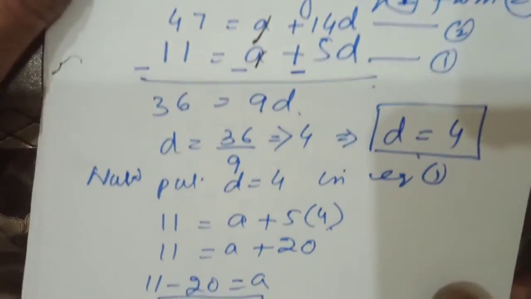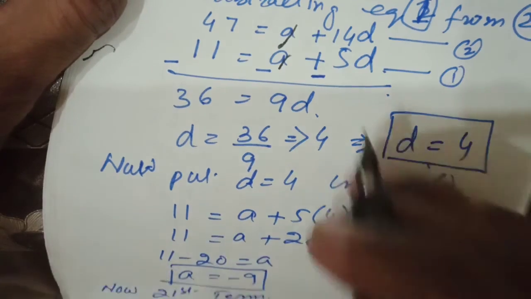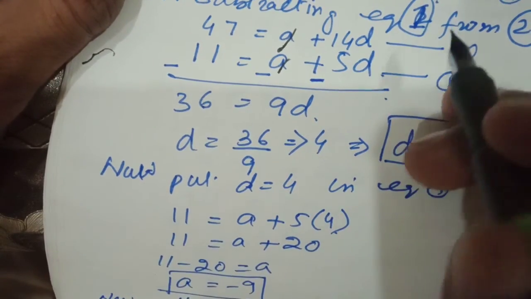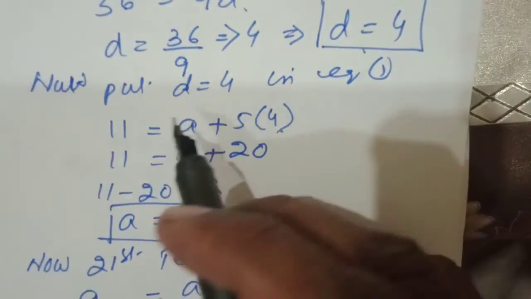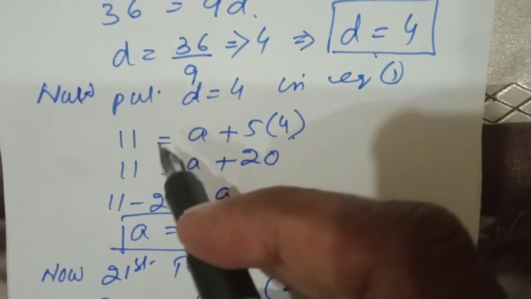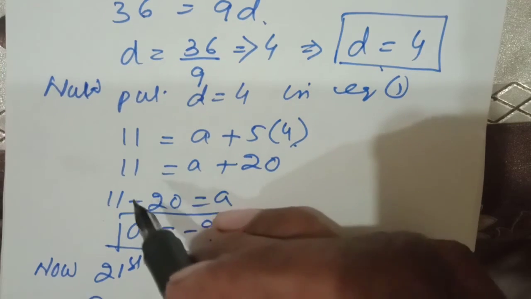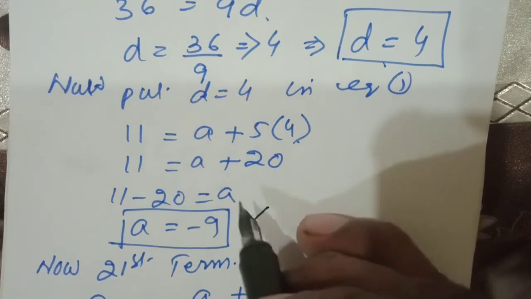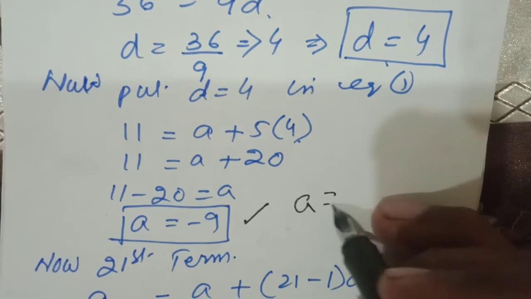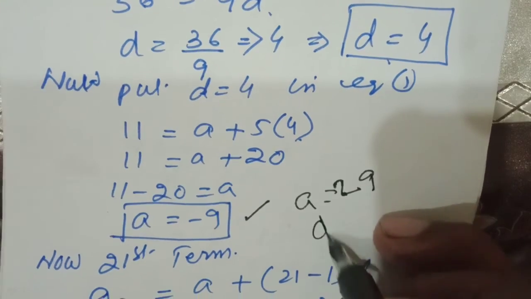Now we have d. Next we want a. Putting d equal to 4 in either equation 1 or 2, I have put it in equation 1. So 11 = a + 5 multiplied by d, which is 20. 11 minus 20 gives a equal to minus 9. So we have a equal to minus 9 and d equal to 4.